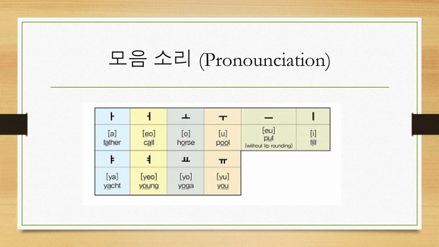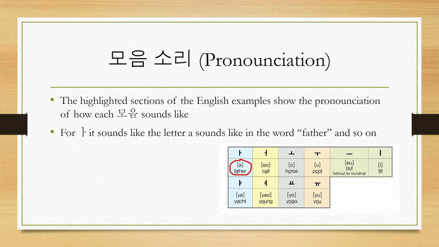Now let's go into more emphasis. The highlighted or underlined section of the English examples shows the pronunciation of how each moum will sound. So let's look at the first one right here that I circled just for us. For ah, it sounds like how the letter A would sound in the word father. Ah, father, and so on. So ah, like father, ah. That's how it would sound.